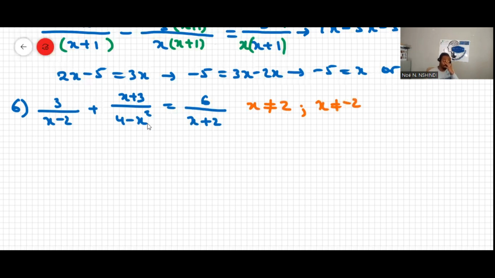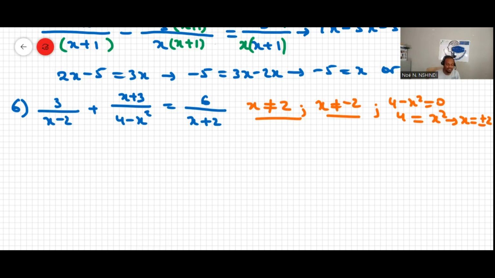Over there, if you work it out, it means also that 4 minus x squared equals 0. So if we move x squared over here, 4 equals x squared, and that means x equals plus or minus 2. They're already mentioned here, plus 2 and minus 2. So the conditions are those two. Now let's continue.